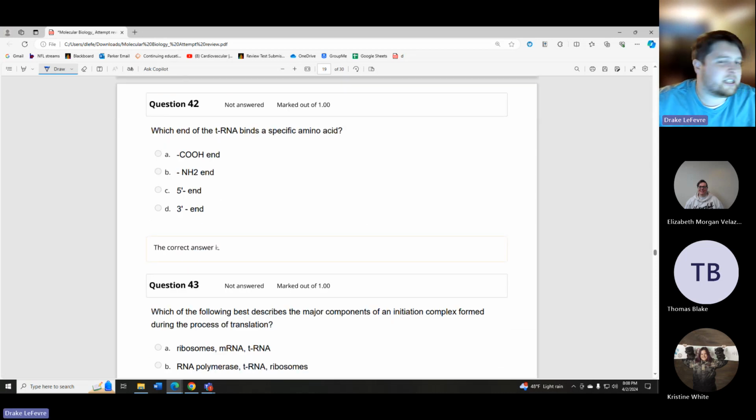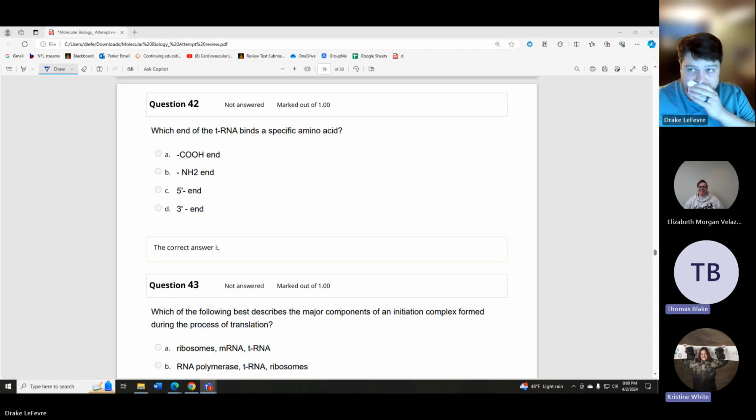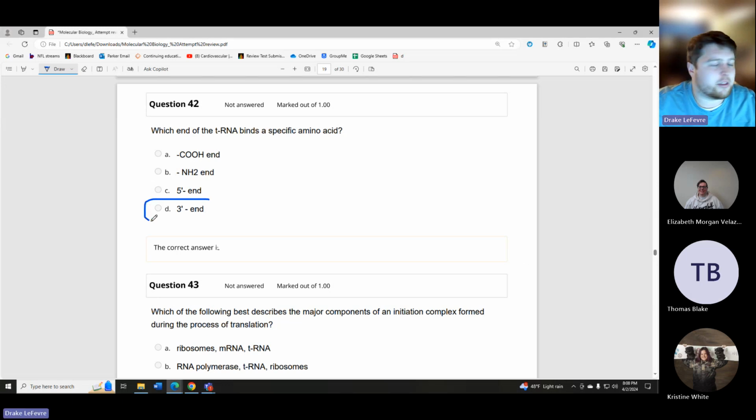Which end of the tRNA binds a specific amino acid? 5' or 3' end? It's going to be the 3' end. Okay. That binds. Let me pull up the picture of a tRNA.